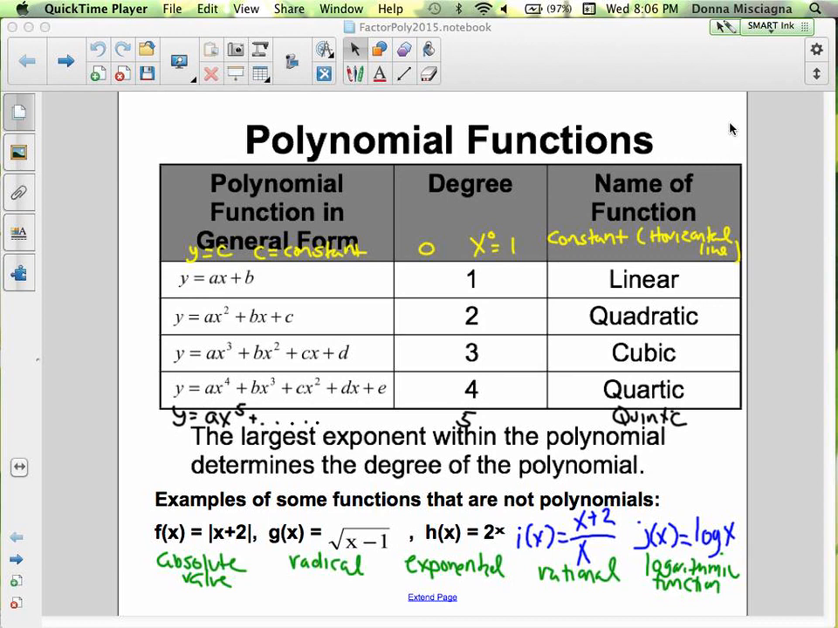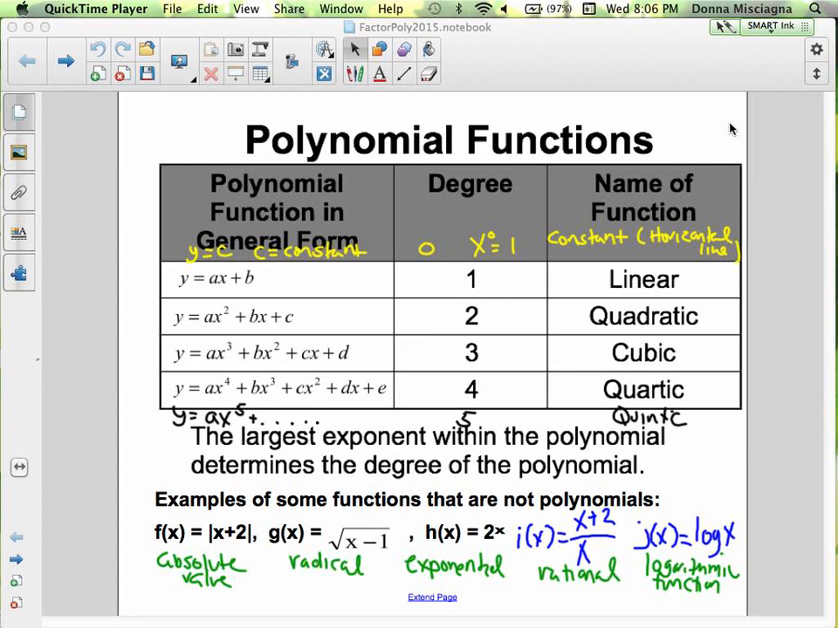If we have y equals c, where c is a constant, the degree is 0. Technically you've got x raised to the 0 power, which is 1, and you have a constant or horizontal line. If you have y equals ax plus b, a, of course, is the same as m, our slope. Your degree is 1 because x is raised to the first power, and you have a linear function. If you have y equals ax squared plus bx plus c, your degree is 2 because that's your highest exponent, and it's quadratic, and that's what we've been working with.